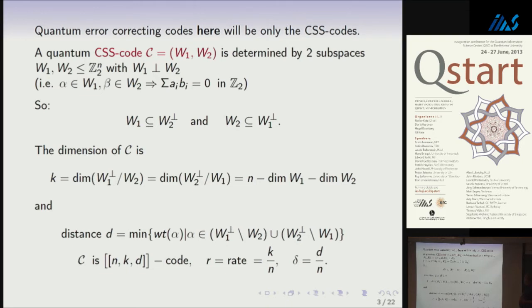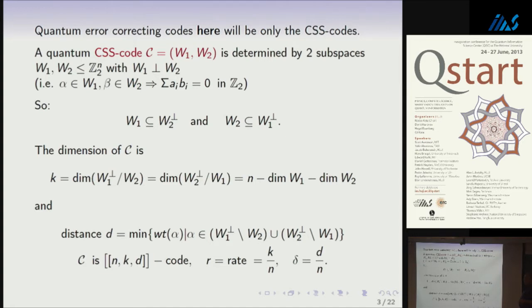And here is the definition of the dimension of a code. This is a definition of a quotient space. K equals the dimension of W1 perp over W2, or the dimension of the quotient W2 perp over W1, and they are equal. This is a trivial linear algebra exercise, and both are equal to n minus dimension W1 minus dimension W2.